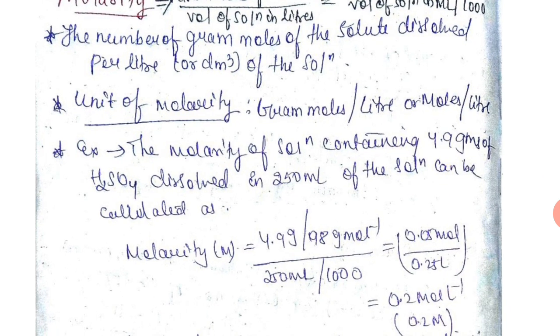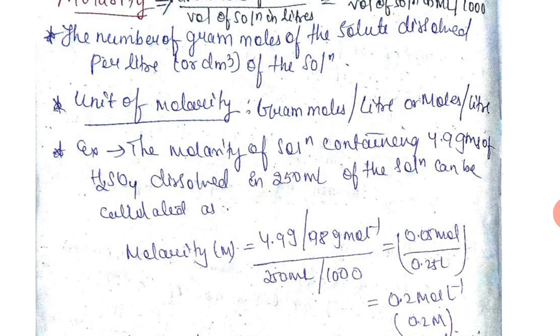So the example is: the molarity of a solution containing 4.9 grams of solute. The solution is a solution of sulfuric acid dissolved in water, in 250 ml of the solution, can be calculated.